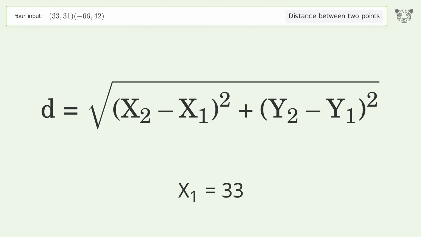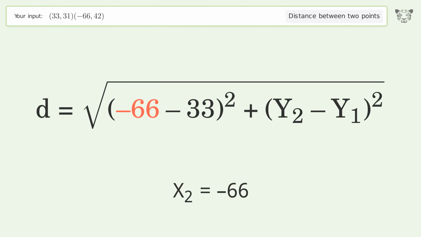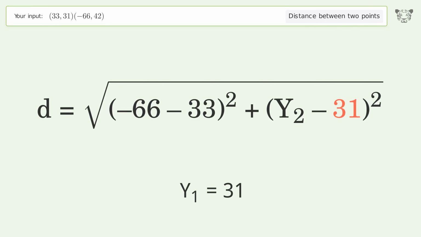x1 equals 33. x2 equals negative 66. y1 equals 31. y2 equals 42.